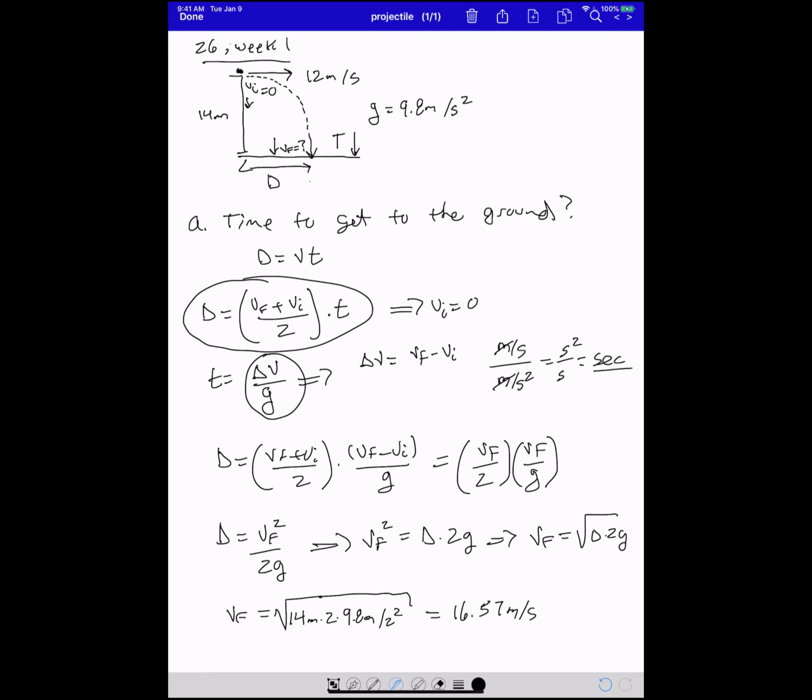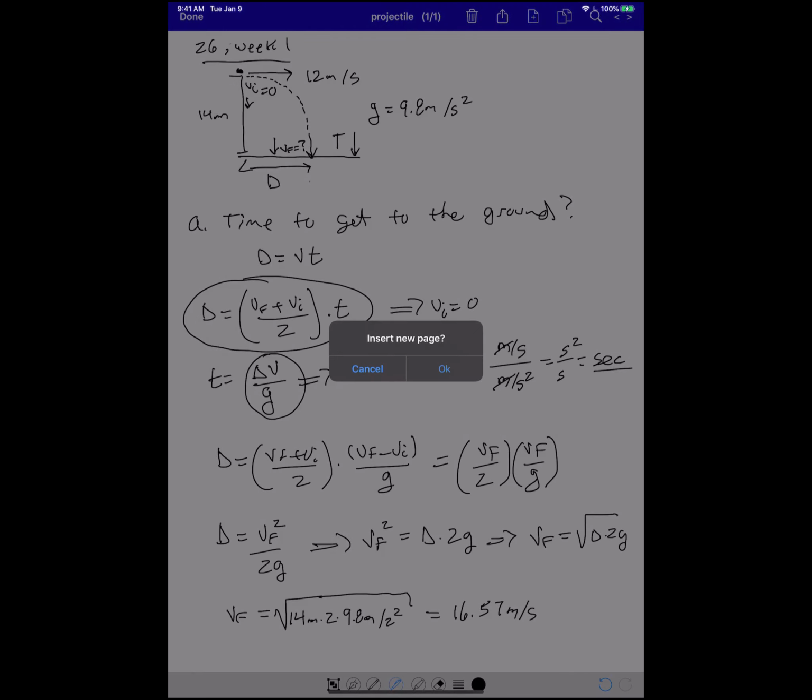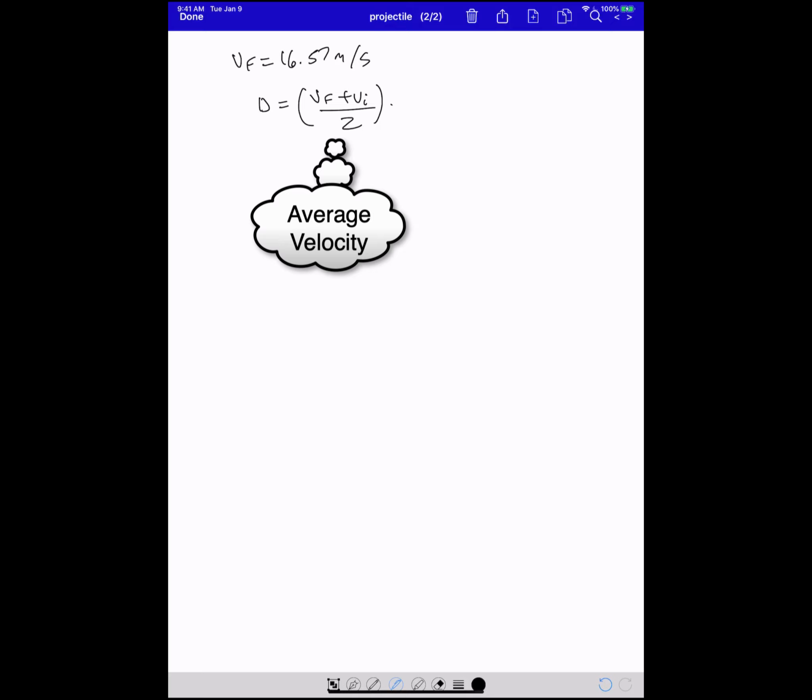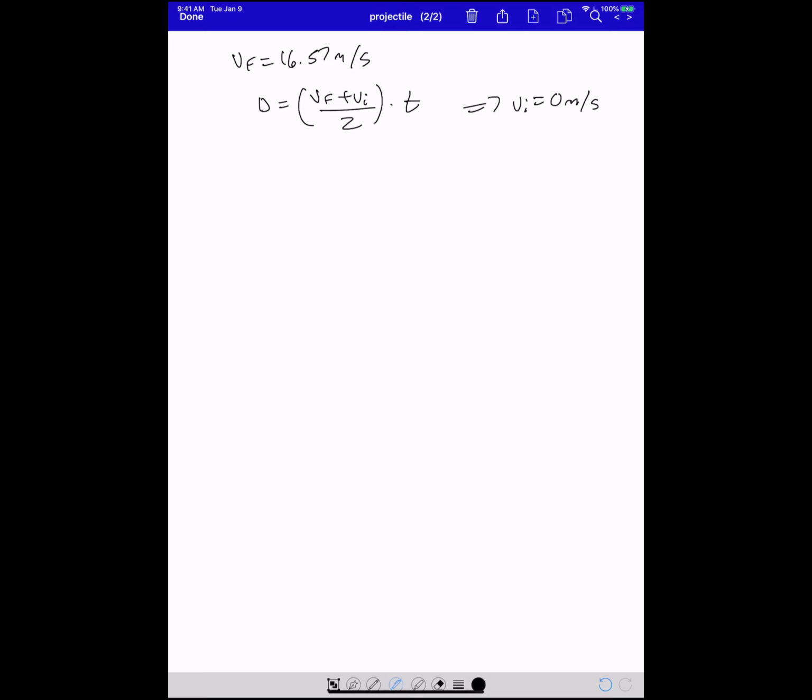So let's start a new page, and keep in mind 16.57 meters per second. Let's do a new page here, and here we go. We've got final velocity equals 16.57 meters per second. We know that our distance traveled equals (final velocity plus initial velocity) over 2 times t. We want to solve this equation for t, but before we do that, again, we're going to get rid of Vi, because Vi equals 0 meters per second. So we'll just make this a little bit easy for ourselves.